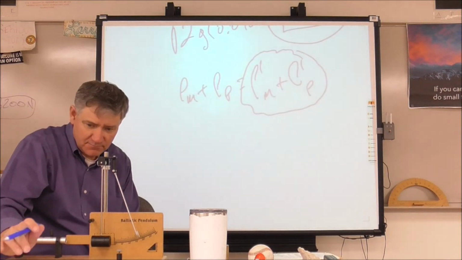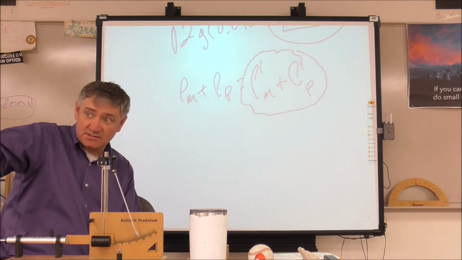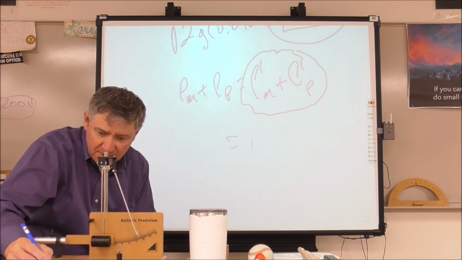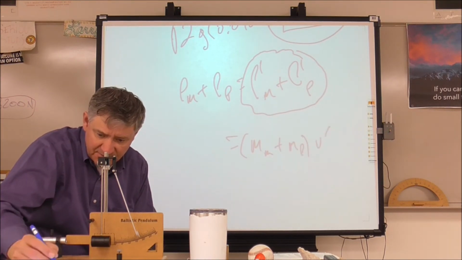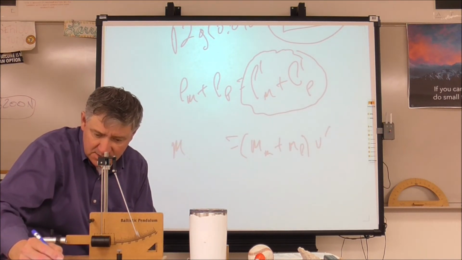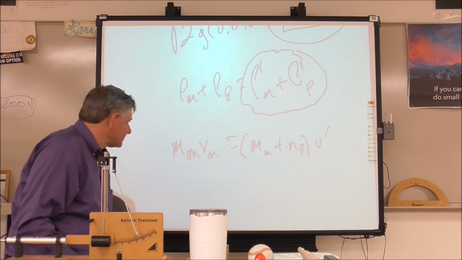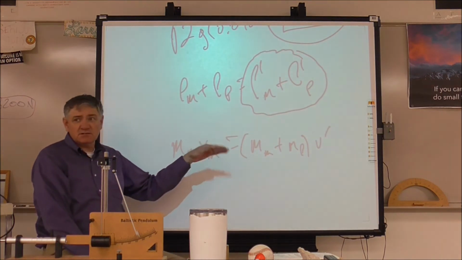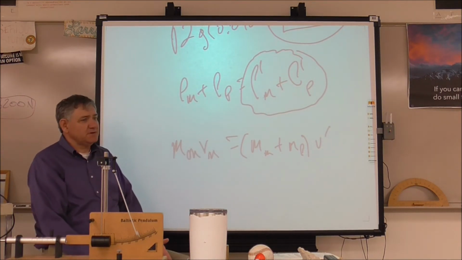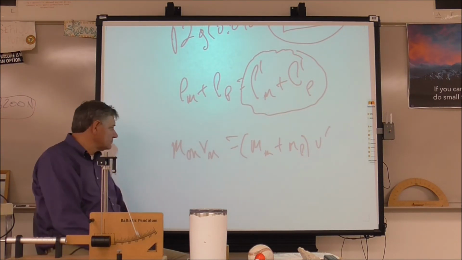I can factor out that velocity, right? So this is going to be the mass of the marble plus the mass of the pendulum times V prime is going to equal the mass of the marble times the original velocity of the marble. So all this is a momentum problem.